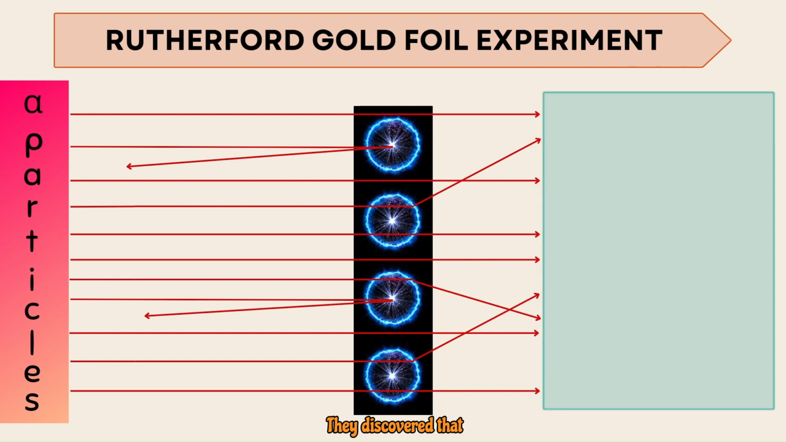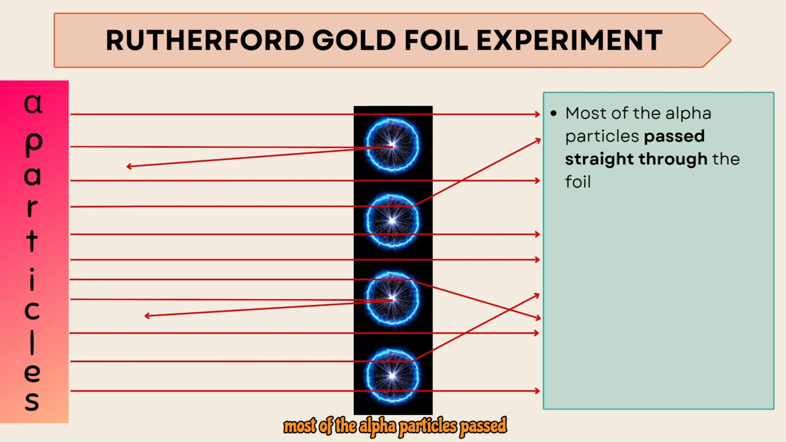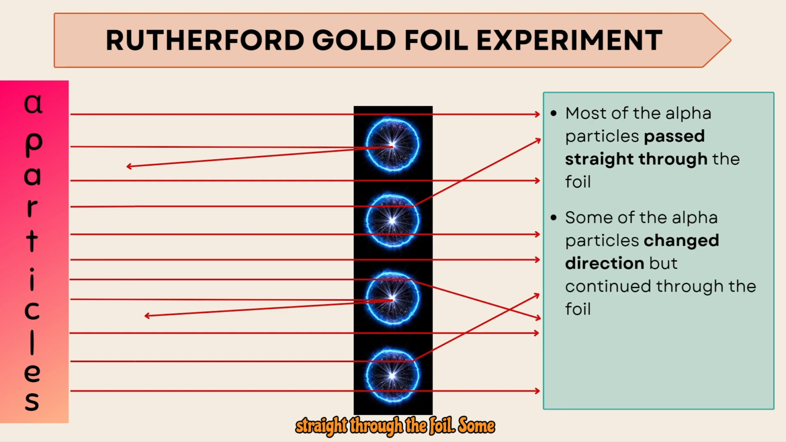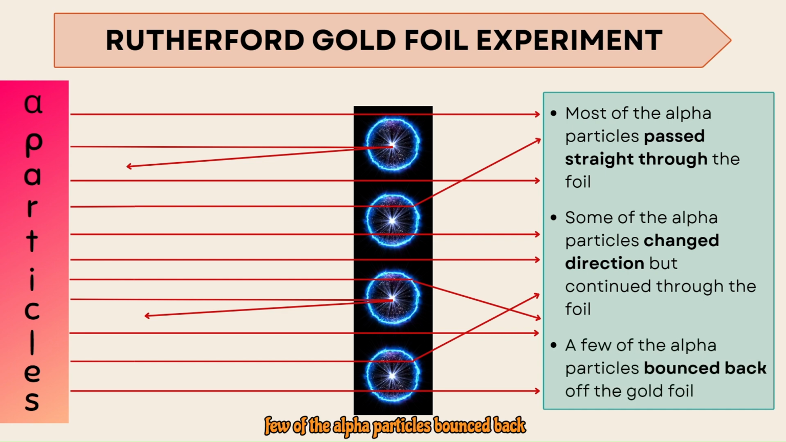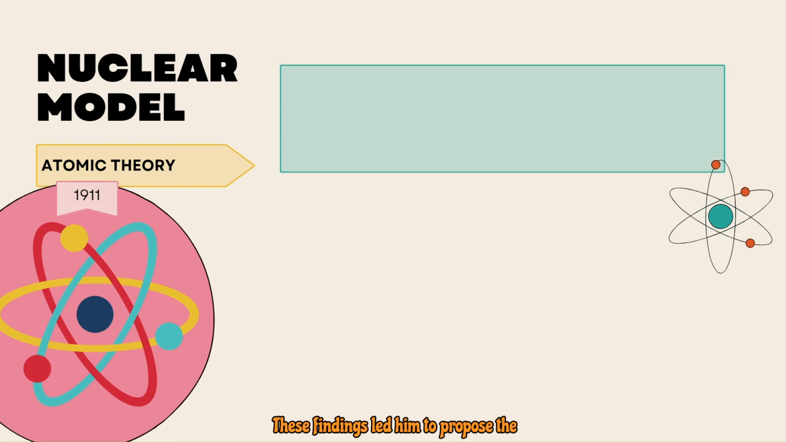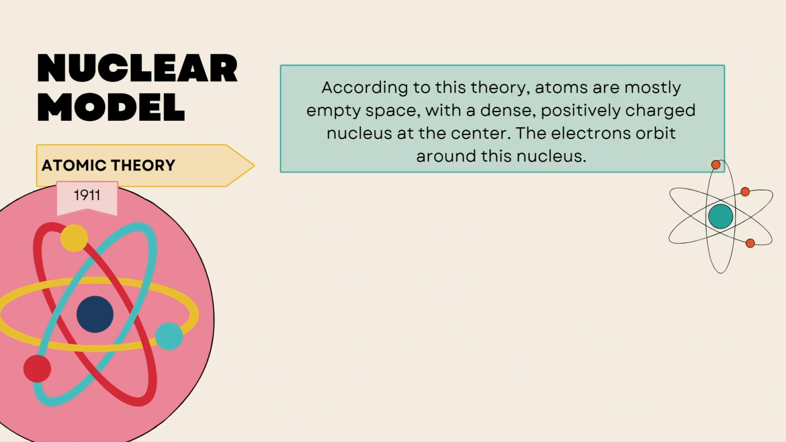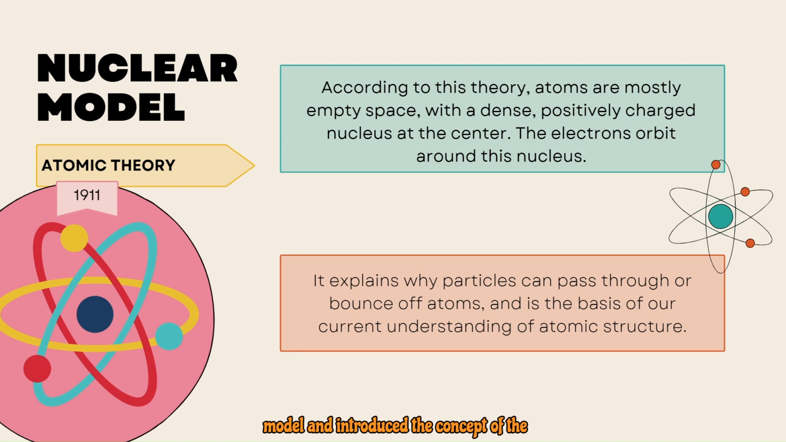They discovered that most of the alpha particles passed straight through the foil. Some of the alpha particles changed direction but continued through the foil. A few of the alpha particles bounced back off the gold foil. These findings led him to propose the nuclear model of the atom. Rutherford concluded that atoms are mostly empty space, with a dense, positively charged nucleus at the center. The electrons orbit around this nucleus. This was a radical shift from Thomson's model and introduced the concept of the atomic nucleus.